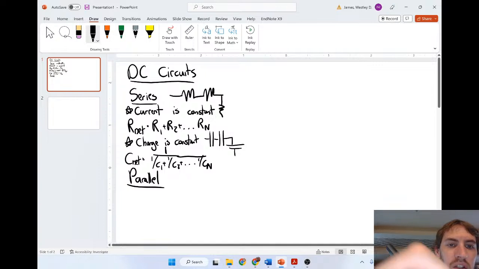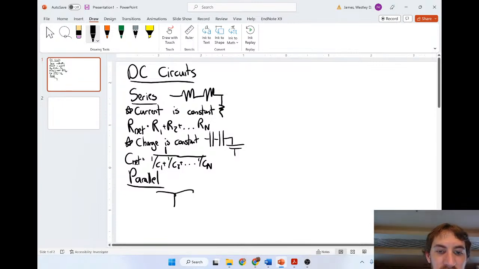In parallel, the components share the same voltage on each side. They share the same wire. It doesn't matter if that wire splits. So for example, this one and this one, those are in parallel.